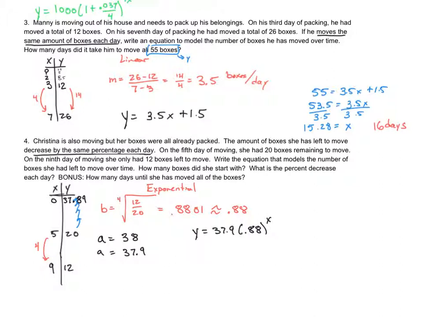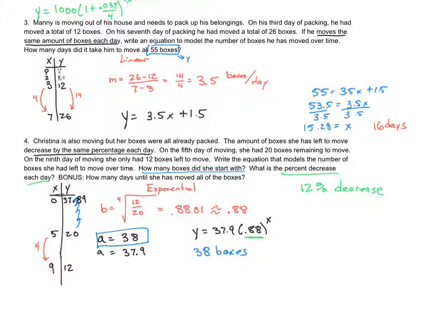Now there's a couple questions here. Additionally, it says how many boxes did she start with? And that's kind of where it would make sense to round up to say that you started with 38 boxes. It also asks us what is the percent decrease each day. And so if we have a multiplier of 0.88, you can turn that into a percent decrease and say that you have a 12% decrease because that's the distance from 1 there.